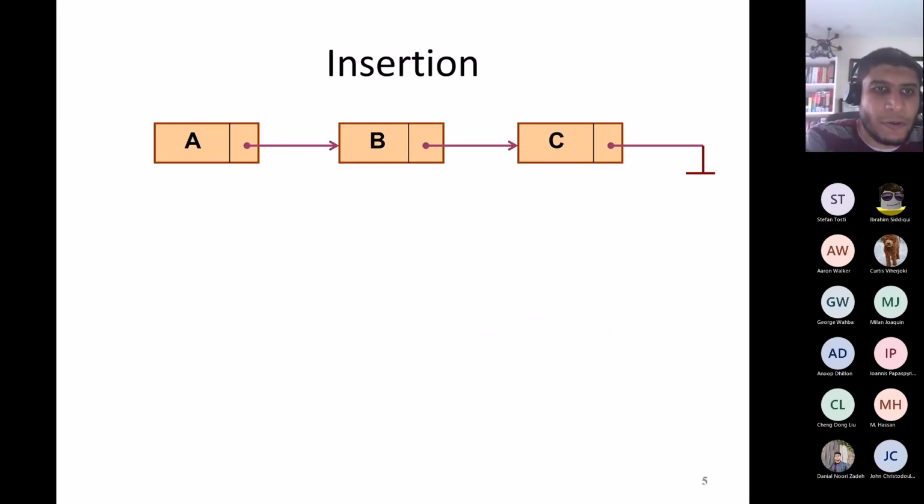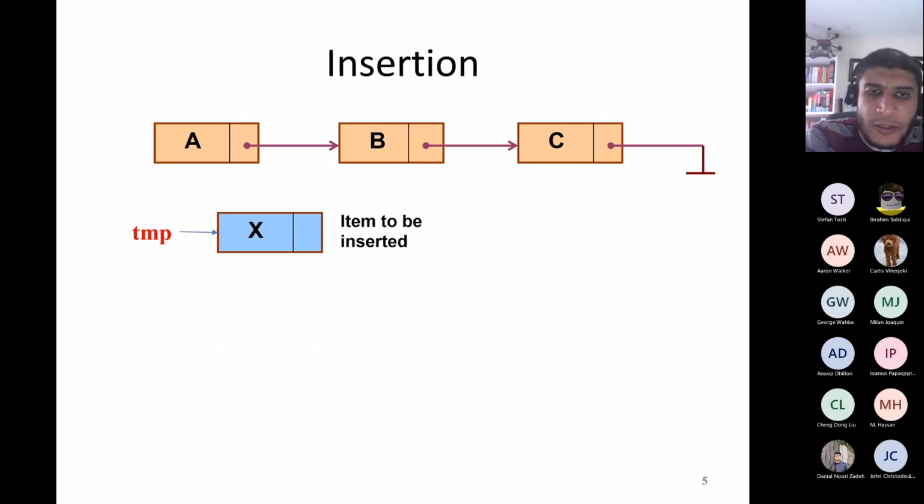Just visually think about it. Assume you want to insert a node between, let's say, A and B. In that case, you first need to define your node itself. You would have a temp pointer to it. This is the point you need to insert. So this is the item you need to add to your linked list.